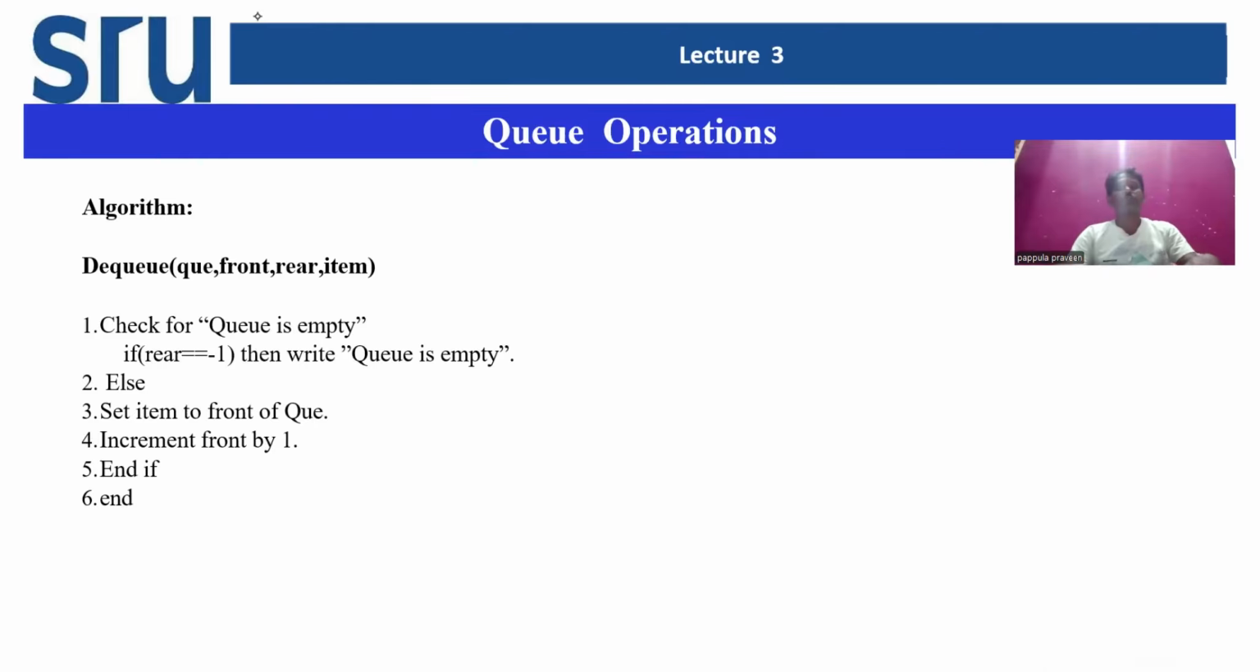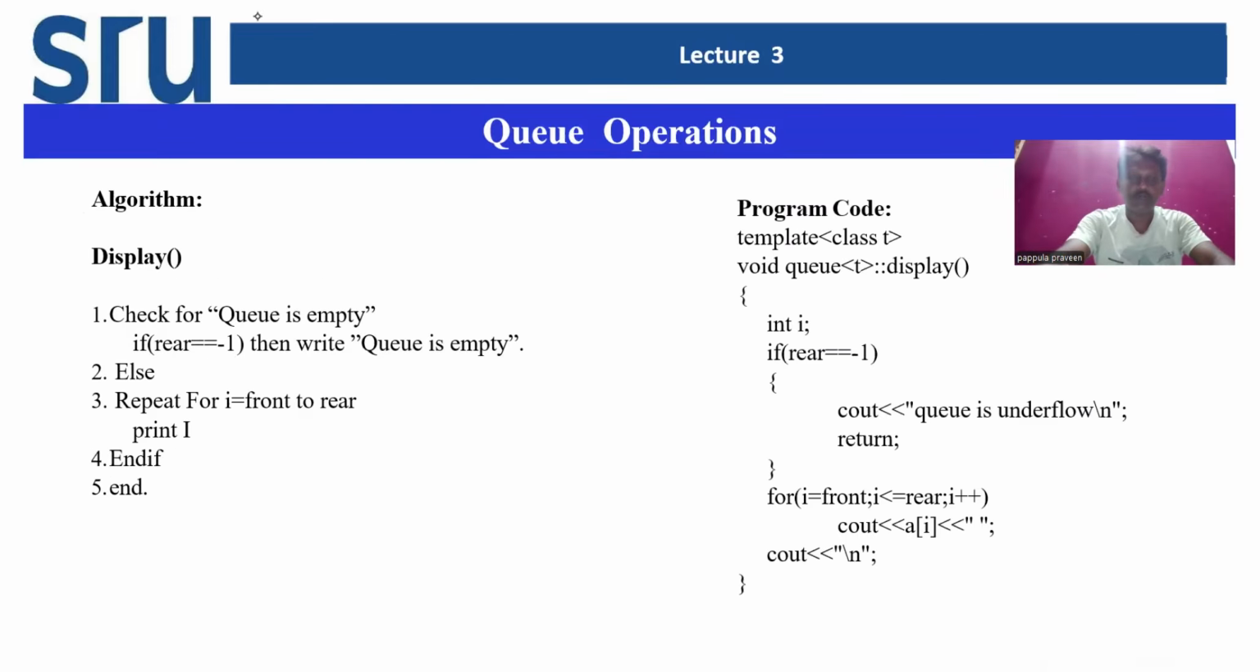If rear equal to -1, then there are no elements in your queue. For example, front equal to rear equal to -1, then the queue is underflow. Rear equal to n-1, the queue is overflow. You remember these 2 points: one is underflow, another one is overflow. Overflow means there is no possibility to insert new elements. Underflow means there are no elements in your queue. When you insert the elements, the rear value is incremented by 1. When we remove the elements, the front value will be incremented by 1.